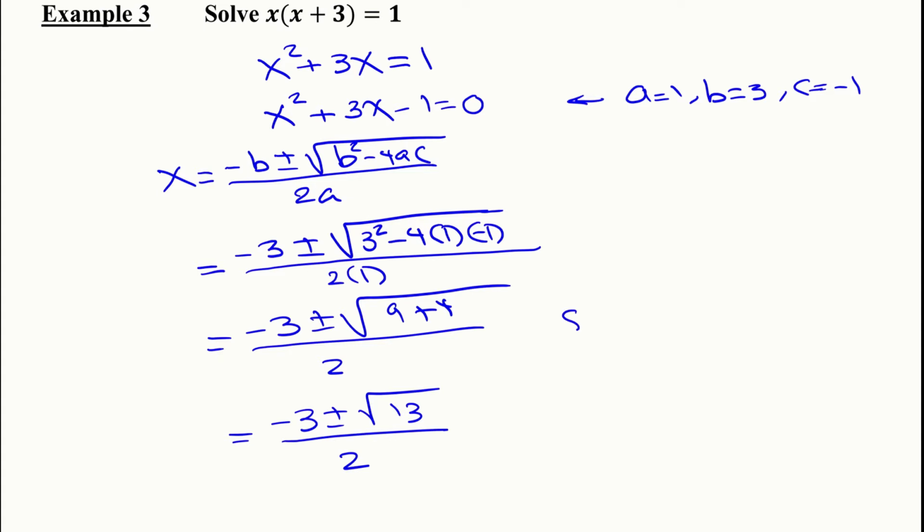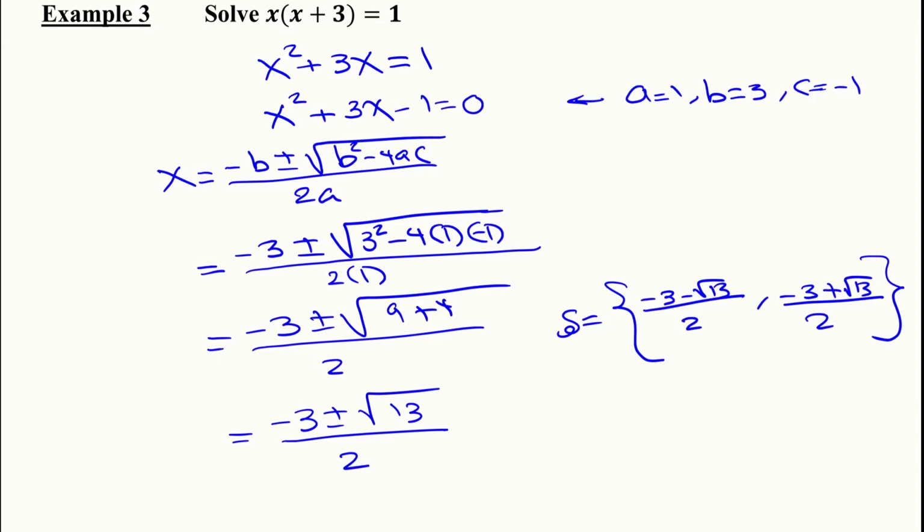That actually constitutes two solutions. The solution set includes the negative case, which is -3 minus square root of 13 over 2, as well as the positive case, which is -3 plus square root of 13 over 2. So that's how you handle a quadratic situation where factoring is not possible. You could try to factor that and you'll realize very soon that that is not factorable.